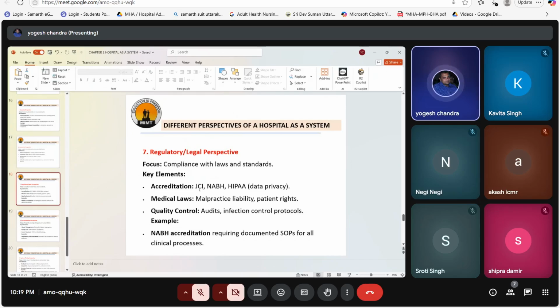As in a hospital, the gate should not be violated or compromised. And for maintaining quality, you have to conduct audits and infection control protocols. A lot of things are there. And now these systems, NABH accreditation or JCI accreditation in the private hospitals, and in government hospitals the NQAS, make sure that a minimum quality is followed by the hospital.